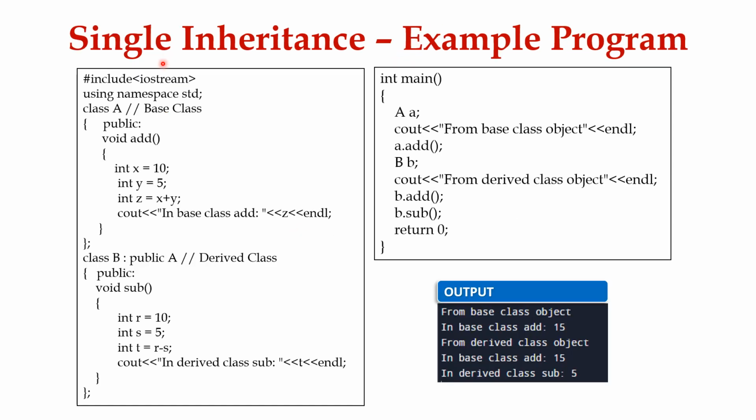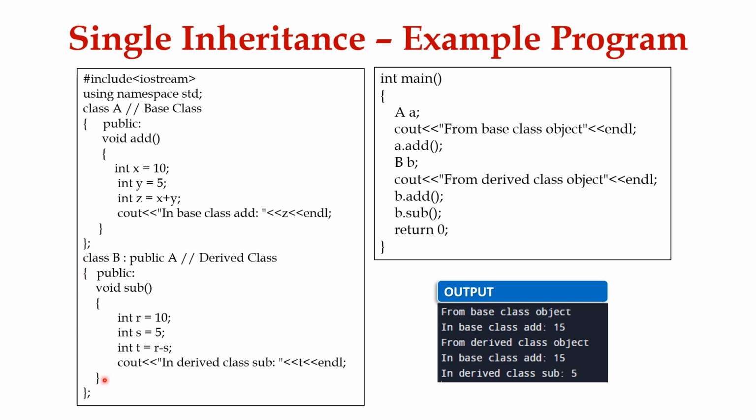Let's have an example program for single inheritance. Here we have defined the class A. In class A, we have declared a member function called add. Here we have declared the variable x of integer data type with value 10 and the variable y of integer data type with value 5. Next we have declared the variable z of integer data type. Here we have added the values of the variables x and y and stored the result in the variable z. Using the cout statement, we have displayed the value of the variable z to the user.